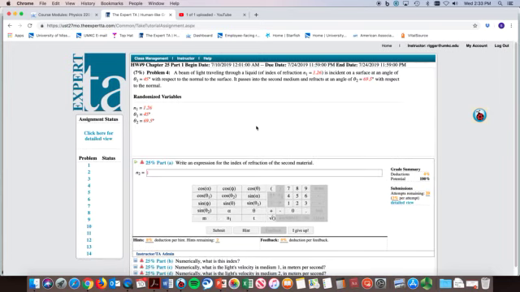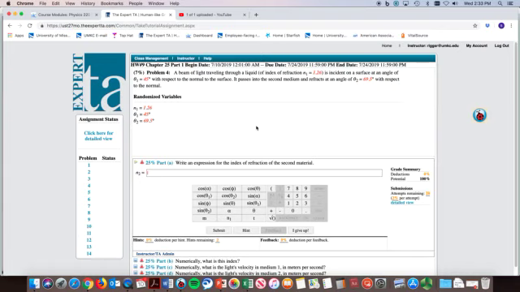I wanted something a little more. Here we go. A beam of light traveling through a liquid of known index of refraction is incident at an angle of 45 degrees with respect to the normal to the surface. It passes into the second medium, with a refraction angle with respect to the normal. So it's coming in at 45 and shoots back up at 69. So it looks like N2 is going to be less than N1.